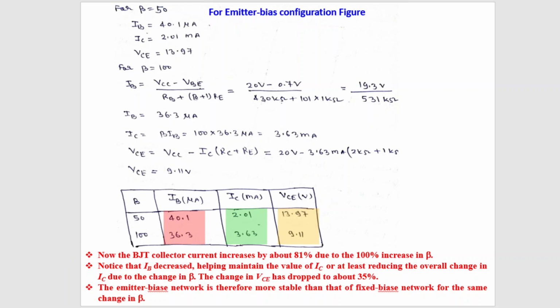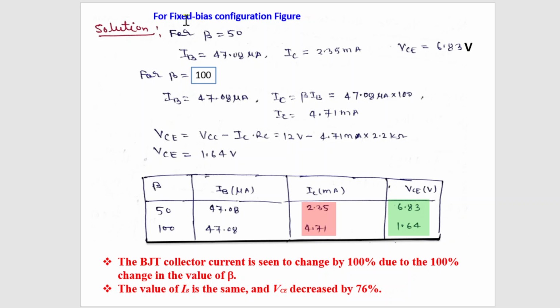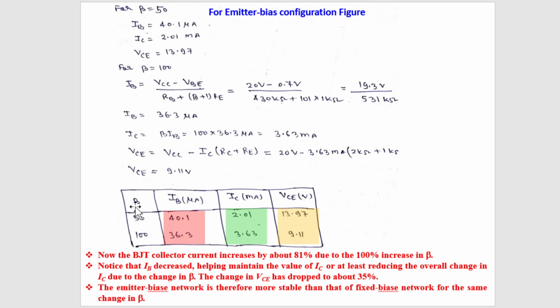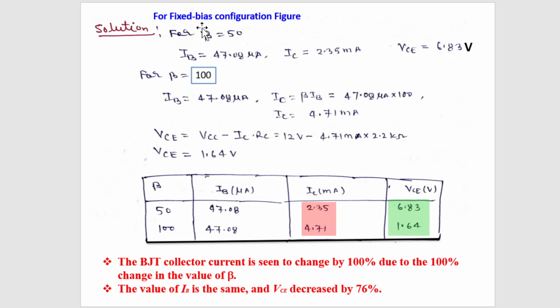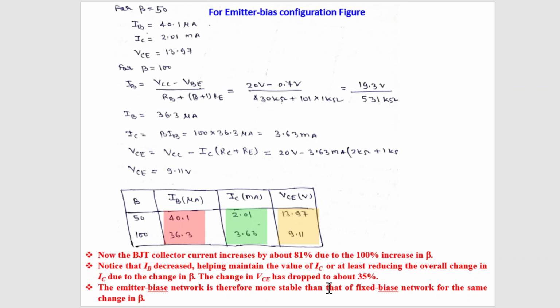Another thing: in case of fixed bias configuration, just by doubling the beta value from 50 to 100, your collector current became double. That means collector current was increasing proportionally with beta. But here, you increase beta two times, and the collector current is not increased two times. Similarly, the collector emitter voltage does not decrease as much as it was decreasing in case of fixed bias configuration. So I have calculated the percentage.